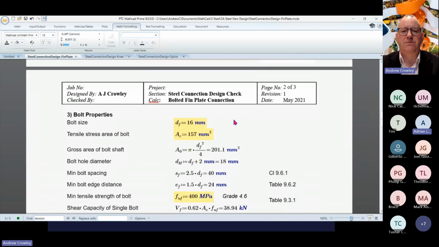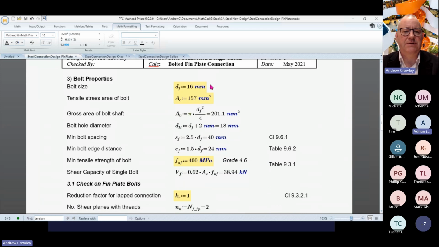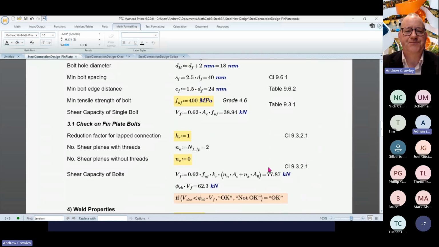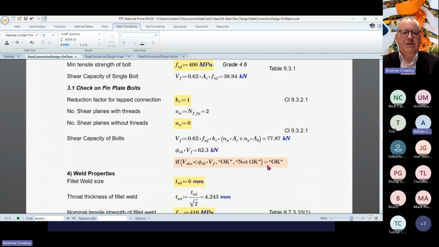Let's go to the bolts. We've got 16mm diameter bolts, and they're going to be grade 4.6, giving us a tensile strength of 400. First, we need to check on the thin plate bolts. That's the bolts in the thin plate.